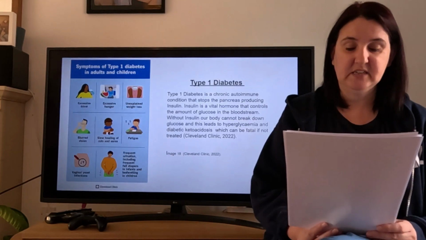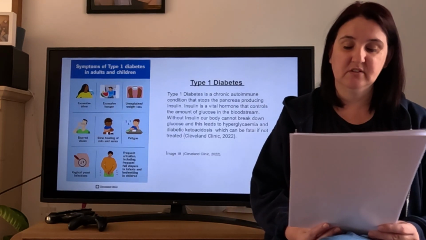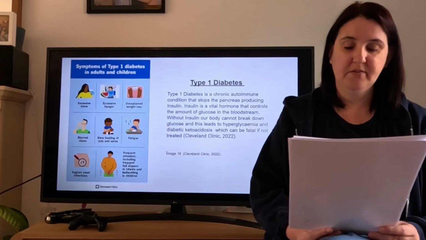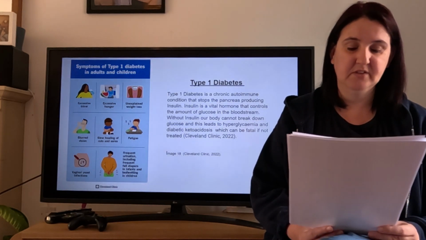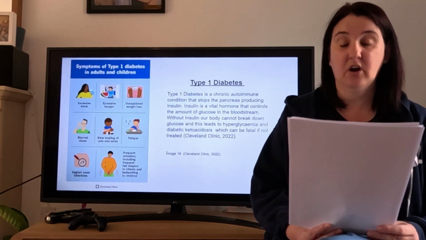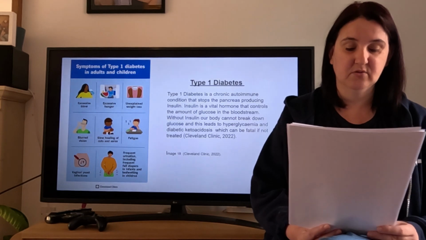Type 1 diabetes is a chronic autoimmune condition that stops the pancreas producing insulin. Insulin is a vital hormone that controls the amount of glucose in the bloodstream. Without insulin, our body cannot break down glucose, and this leads to hyperglycemia, which can be fatal.